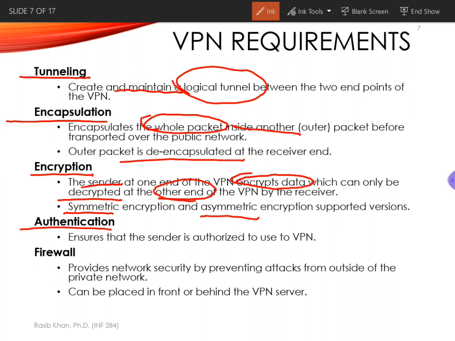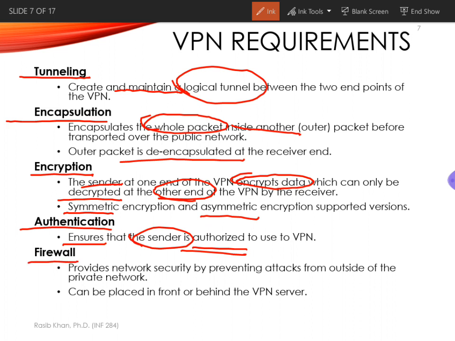The next requirement of VPNs is authentication, which ensures that the sender is actually authorized to use the VPN. That means that whenever a user is trying to join a VPN network, we need to make sure that the user is actually allowed to be a part of the VPN, the private network.